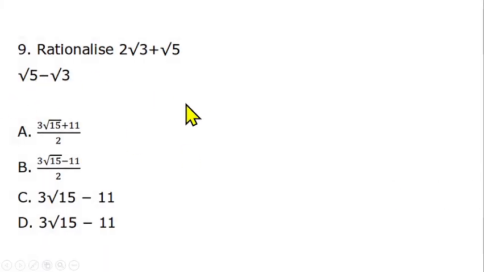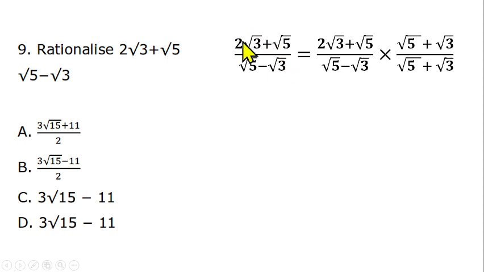Question number 9 is from surd. We have to rationalize this surd: 2 root 3 plus root 5 over root 5 minus root 3. So there's a typographical error here. So the diagram, the question is 2 root 3 plus root 5 over root 5 minus root 3.